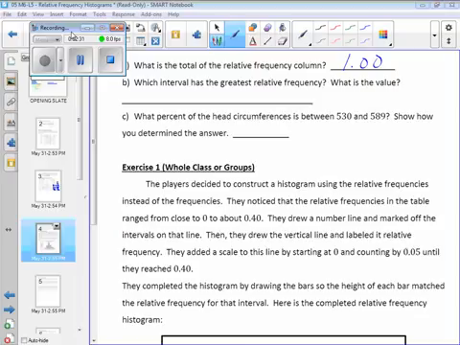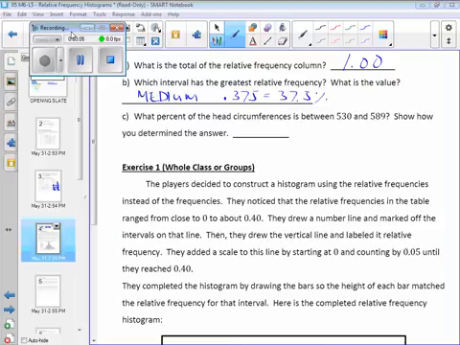Which interval, and you got to flip back again, which interval has the greatest relative frequency and what's the value? Hunter. 450 through 570. Yeah, to make it easier, what head size or hat size is that? The medium. Yes, it's the medium hat size. And what was the value for it? 0.375. Which is what percent? 37.5%. Yes. Great.